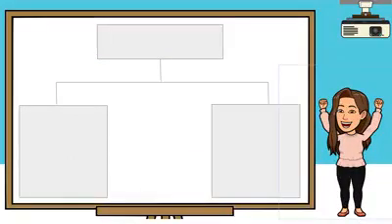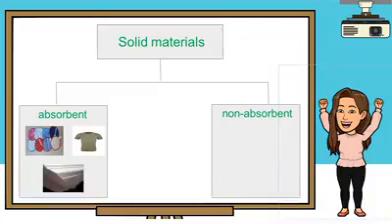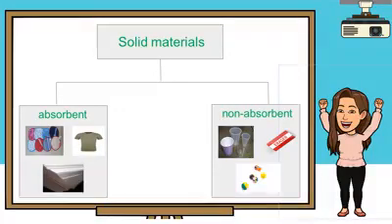Okay, so this is the organizer. Solid materials are classified into two. First is the materials that absorb water or the absorbent, and materials that do not absorb water or non-absorbent. Under absorbent are pot holder, t-shirt, and bond paper. And under non-absorbent, styro cup, eraser, and rubber ball. Very good. Wow.